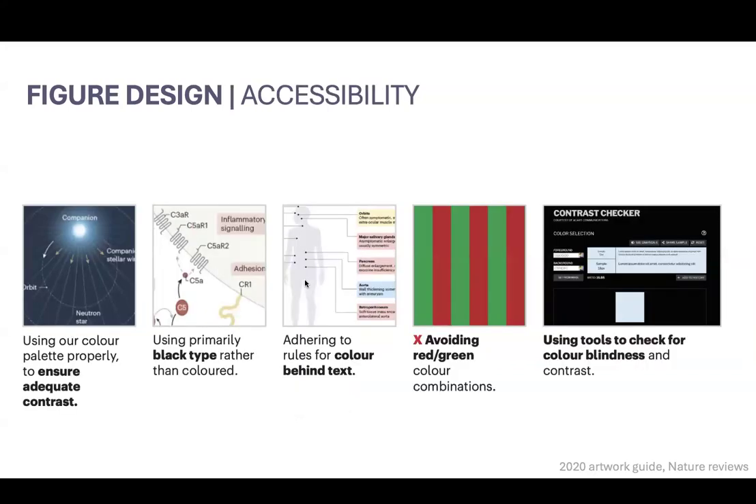The next thing to think about is accessibility. There are a couple of pretty basic rules you can keep to that make your figures accessible to people with color blindness or other accessibility issues. Make sure you have good contrast in your figures, using black text instead of colored. Try not to have colored boxes behind your text, and avoid red and green color combinations. Then you can use a tool to check for color blindness and contrast as a step in your workflow to make sure that your data can be seen by everyone.